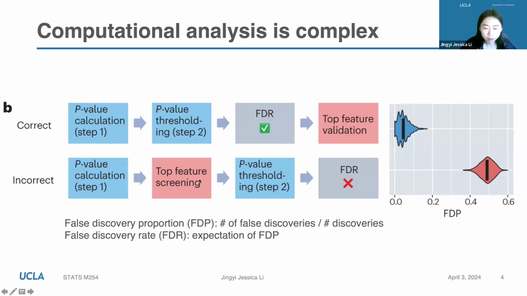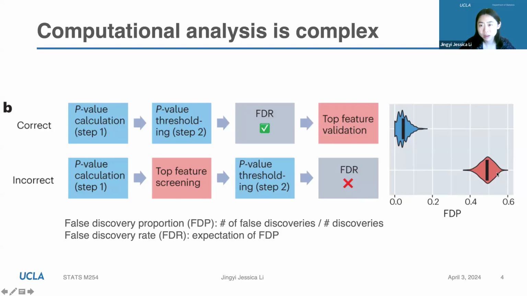But what could be problematic is if you do this manual feature screening after you calculate p-values, but before you do p-value thresholding. What I mean is that if you use the p-values to sort your features, like your genes, from the smallest p-value to the largest, and you arbitrarily say, okay, I will only consider the top 100 genes with the smallest p-values, then when you apply p-value thresholding, you only consider these top 100 p-values instead of all the p-values. Then you cannot control the FDR.